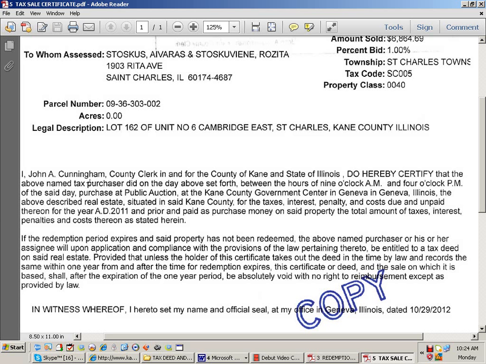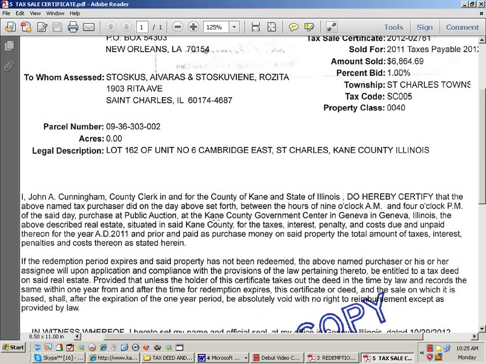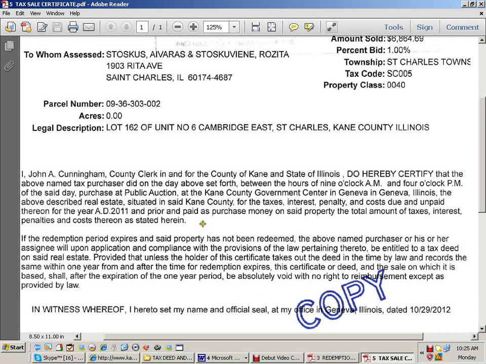The above described real estate situated in said Kane County for the taxes, interest, penalty, and costs due and unpaid therefor, for the year AD 2011 and prior, so all years prior, paid all the taxes, and paid as purchase money on said property the total amount of taxes, interest, penalties, costs thereon, as stated herein. Well, that would have to be the amount of his bid, because he's bidding on an auction. Right? So he paid $68.